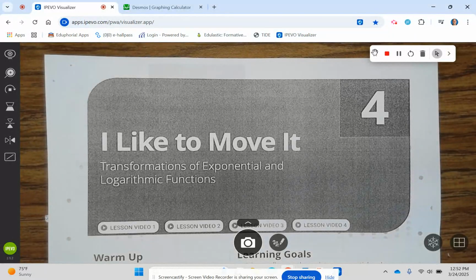Today we're going to look at transformations of exponential and logarithmic functions.